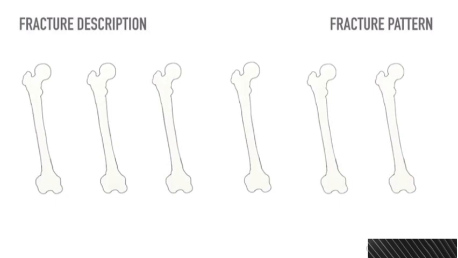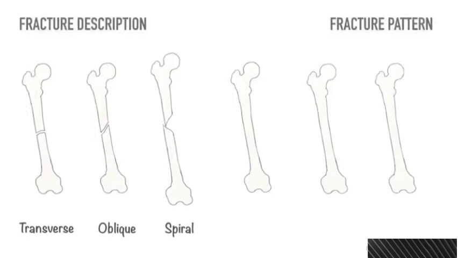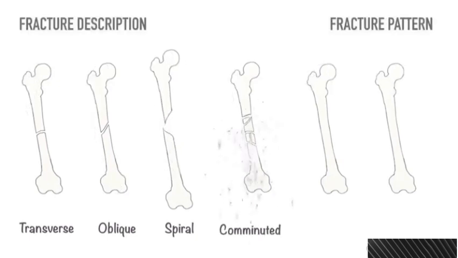The different fracture patterns include transverse fracture, when the fracture line is almost perpendicular to the long axis of the bone. Oblique fracture, when the fracture line makes an acute angle with the long axis of the bone. Spiral fracture, the fracture line runs spirally in more than one plane. Comminuted fracture, this is a fracture with multiple fragments. Segmental fracture, in this type, there are 2 fractures in one bone, but at different levels.